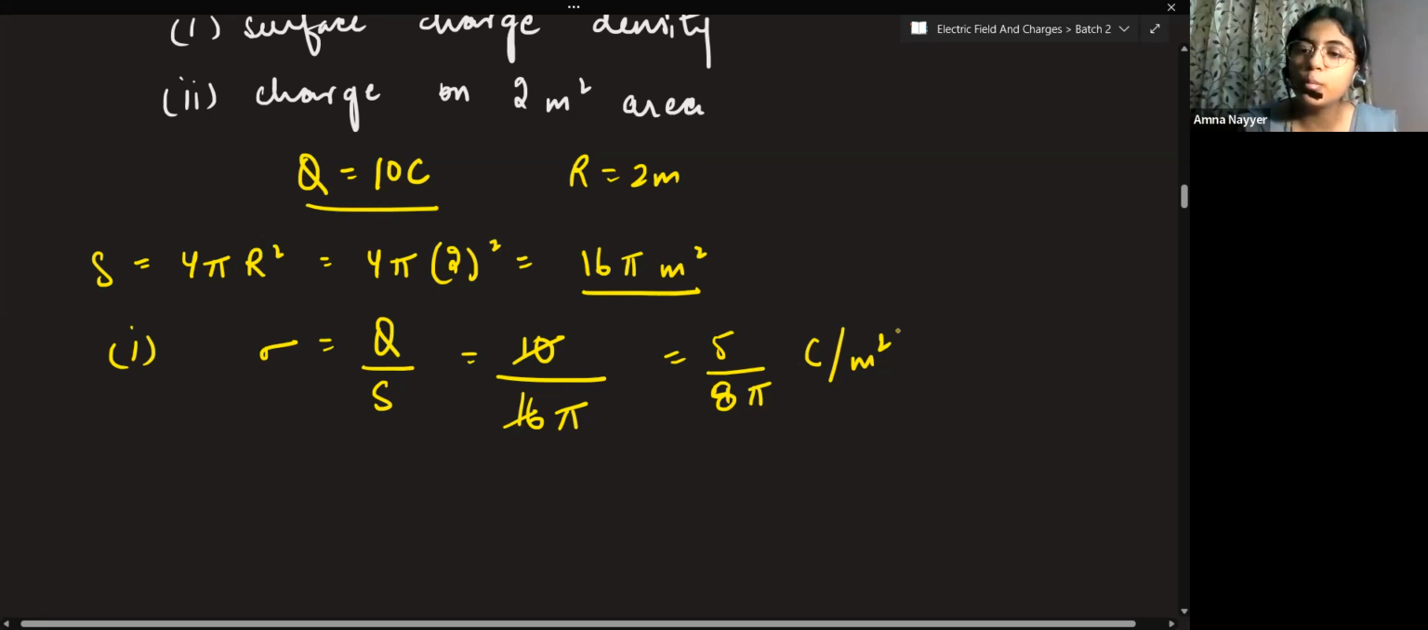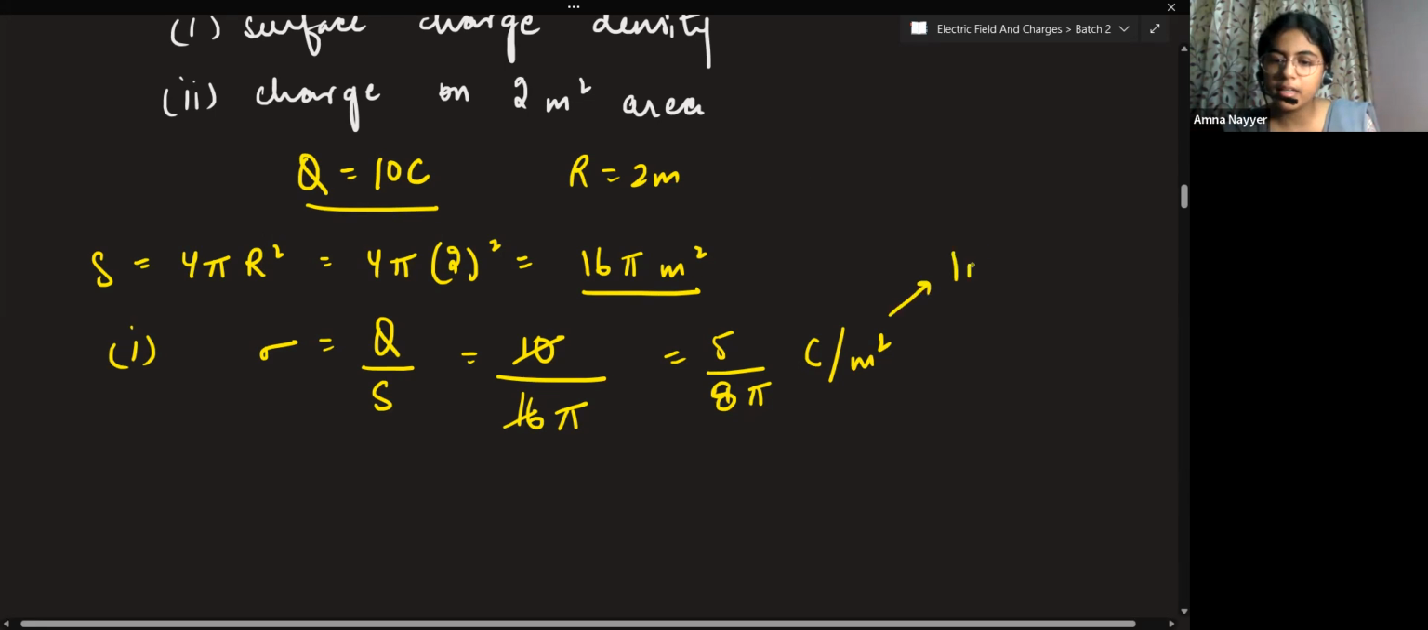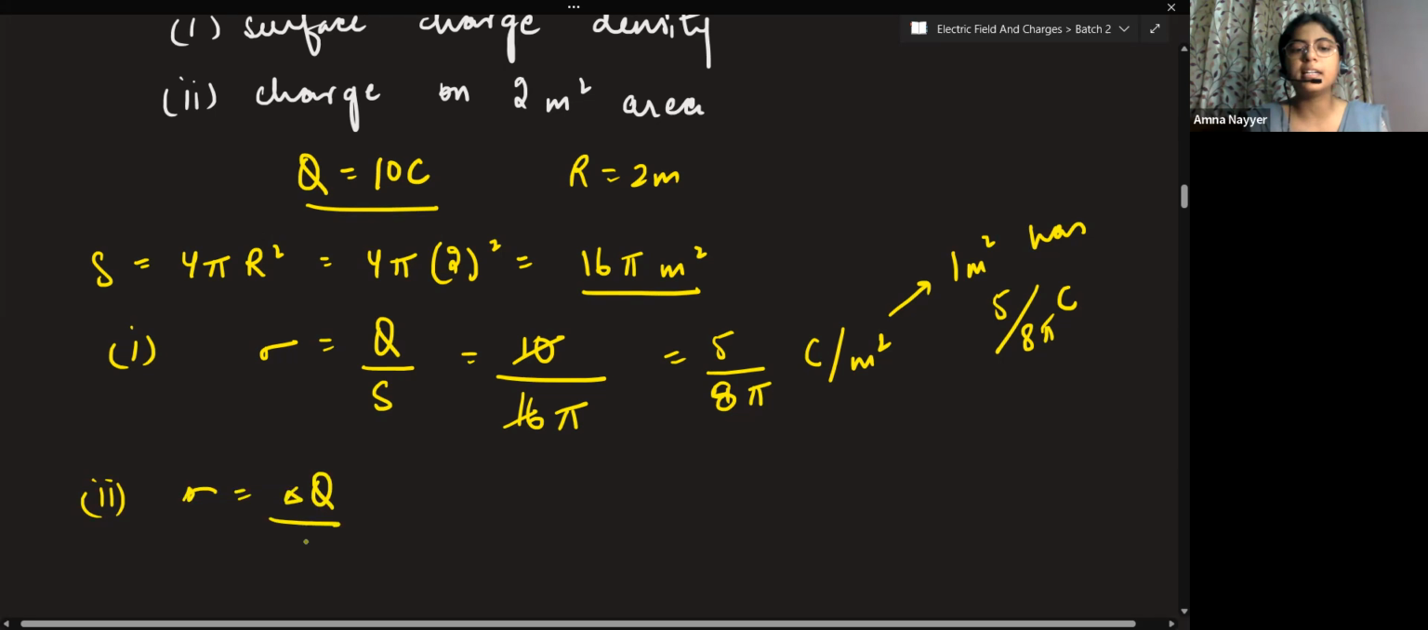Now the charge on 2 meter square. This means 1 meter square has 5 by 8 pi coulomb of charge. So how much will 2 meter square have? You can double it, or you can write it in this manner: sigma is delta Q by delta S. So delta Q will be sigma multiplied by delta S.